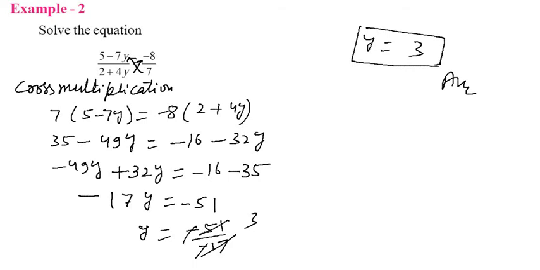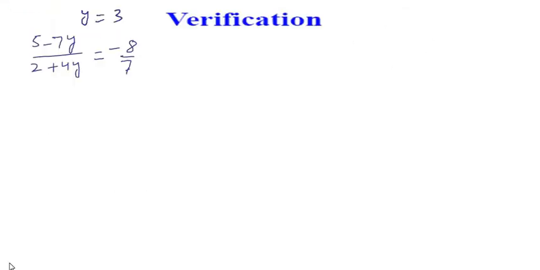Now come to the verification. How can we verify this number? Now we can do the verification of this answer. Taking the left hand side of this equation, that is (5 minus 7y) upon (2 plus 4y), put the value y equal to 3 in this equation.